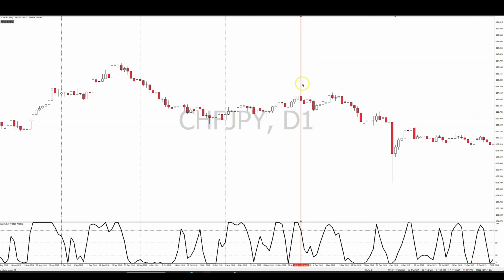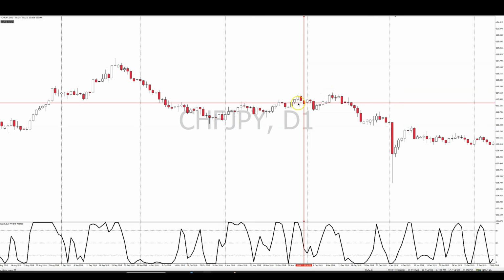So this is the actual day you would take the trade on right here. My sell stop potential entry would have been here because I want to sell this pair. Stop loss somewhere around here. Then I would simply drop down to the 4-hour time frame.